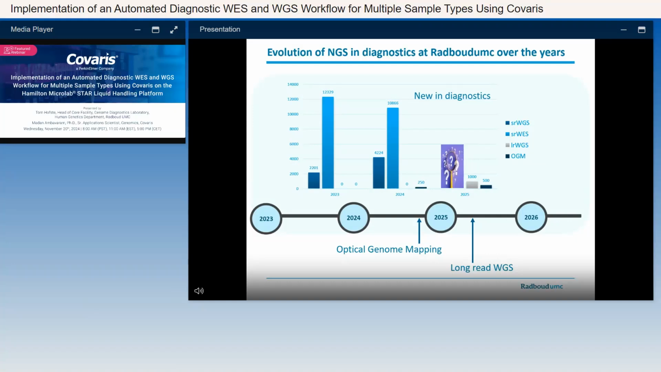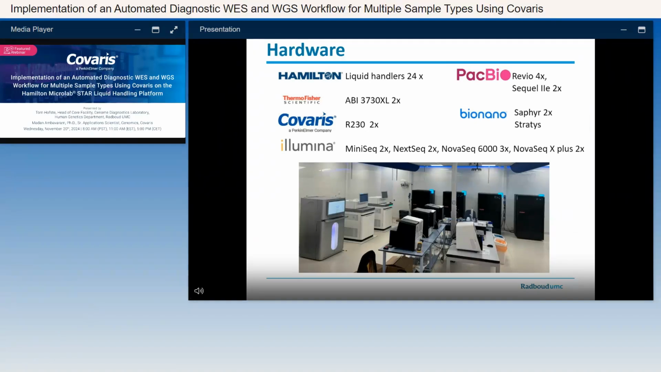Now, how it will look then in our laboratory for hardware, we have a couple of liquid handlers from Hamilton, 2 Covaris systems to have a backup in the diagnostic field, a couple of Illumina sequencers and PacBio sequencers for the long reads, and also some BioNano systems for the optical genome mapping.